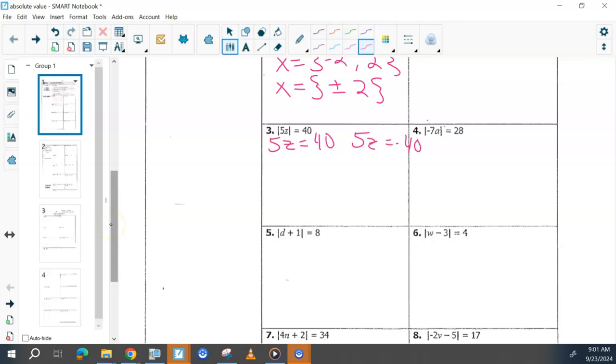And then how would I solve this? Division. Divide both sides. Divide both equations by 5. So that z equals what 2 numbers? 8 and -8, or plus or minus 8. There won't always be a positive and negative of the same number. It depends on the equation.